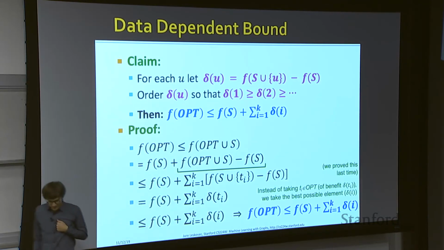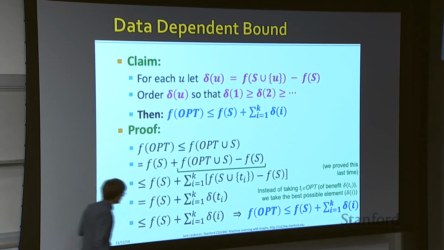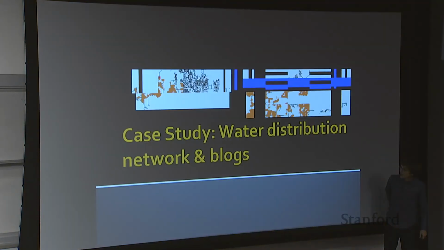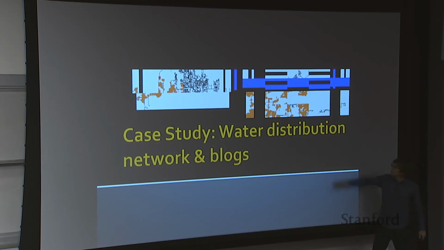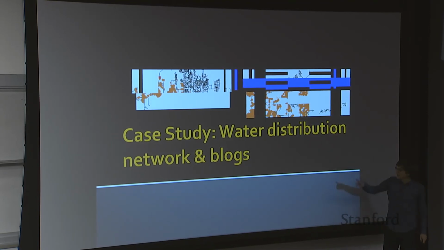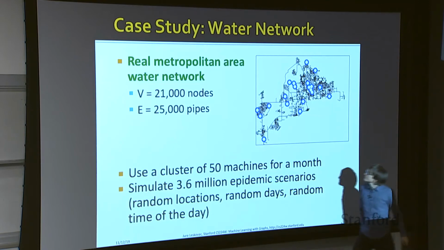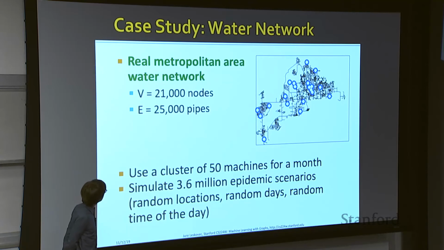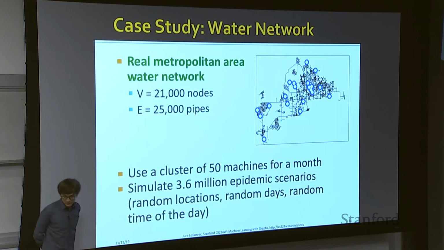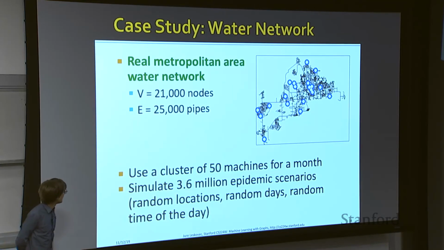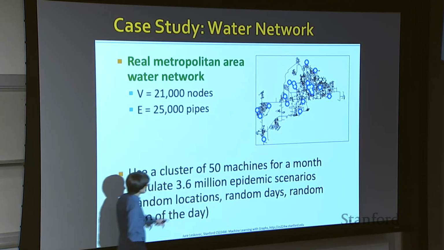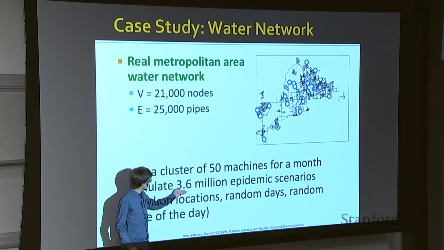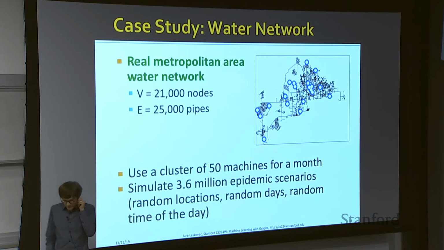Okay? Great. So this is what I wanted to show you theoretically and algorithmically. Now I want to show you a case study and show you how this works for water distribution and then also for blogs. I showed you this picture before. This is a water distribution network of a real city with 25,000 nodes and 25,000 pipes. And using a cluster of 50 machines in a month, people were able to simulate 3.6 million scenarios.